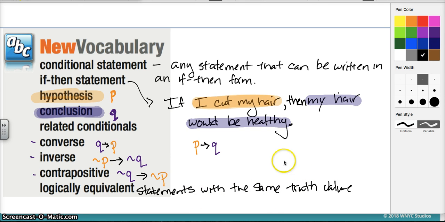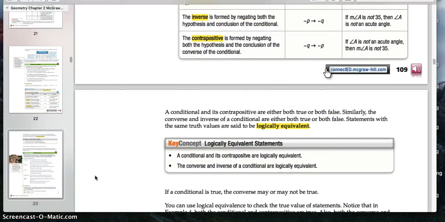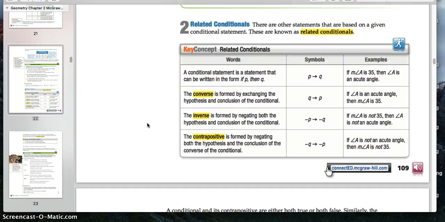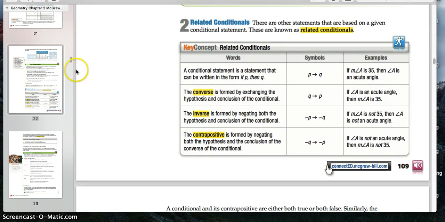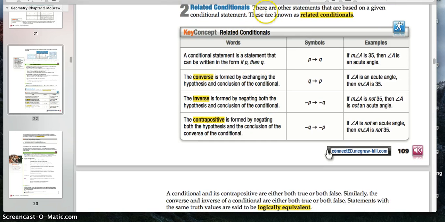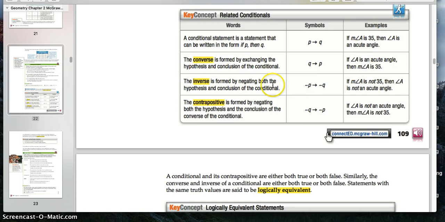And I'm going to take you over to the textbook really quickly and see if we can get a little bit better insight into this. Here we have a nice chart on page 109 of your text. You can see basically the symbolism that I wrote down and some examples, and the same thing with converse, inverse, and contrapositive, all right?